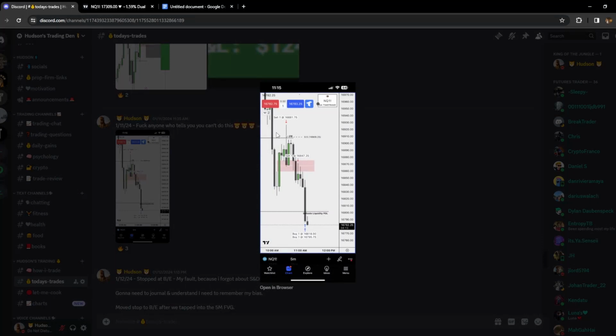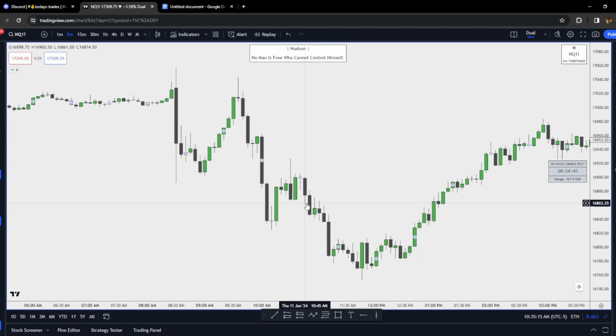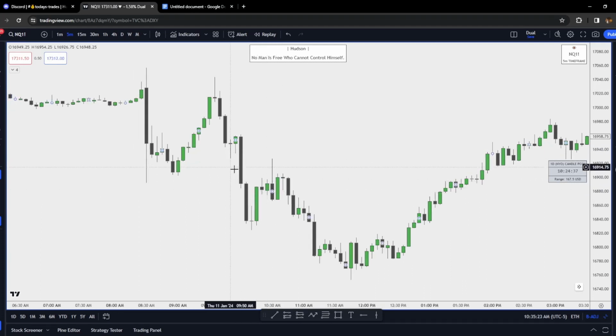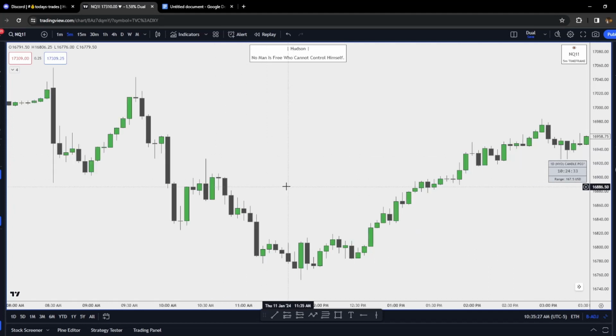So right here I short, and then right here I add. So let's get into this fair value gap and why it told a narrative. Let's head back into the charts. Right here you see this bearish fair value gap. This is a bearish 15-minute fair value gap. This is where I take my first position, inside of this 15-minute fair value gap.